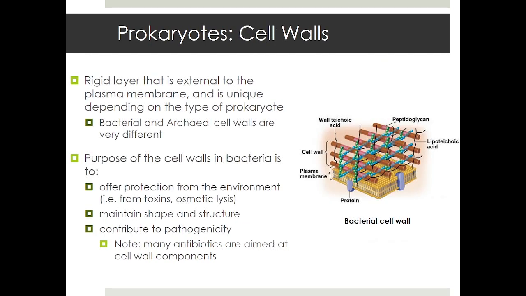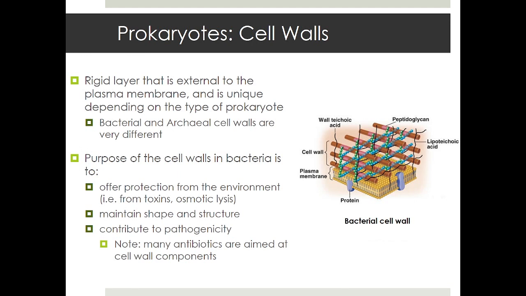Now, the cell walls themselves are what provide bacteria with their structure and a degree of protection from the external environment. The cell wall is typically going to be external to at least one plasma membrane and will be unique depending on the type of prokaryote. The uniqueness will come from some small details of its overall general structure, but all peptidoglycan is made up of protein and sugar. Also important to note here that bacterial and archaeal cell walls are extremely different, right? We talked about how archaea do not contain peptidoglycan at all. So that's obviously a big thing.